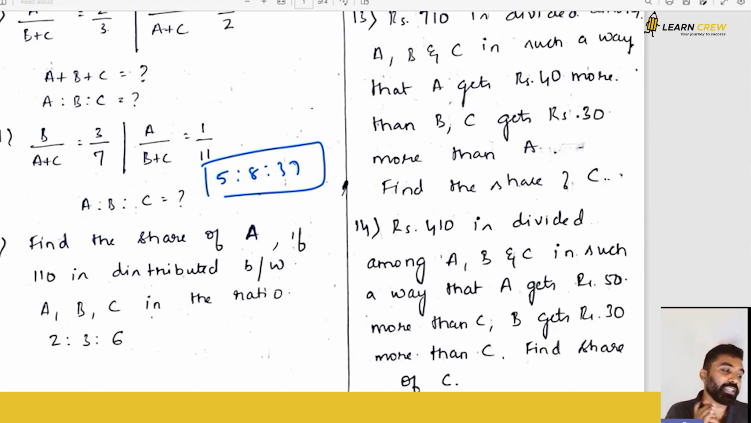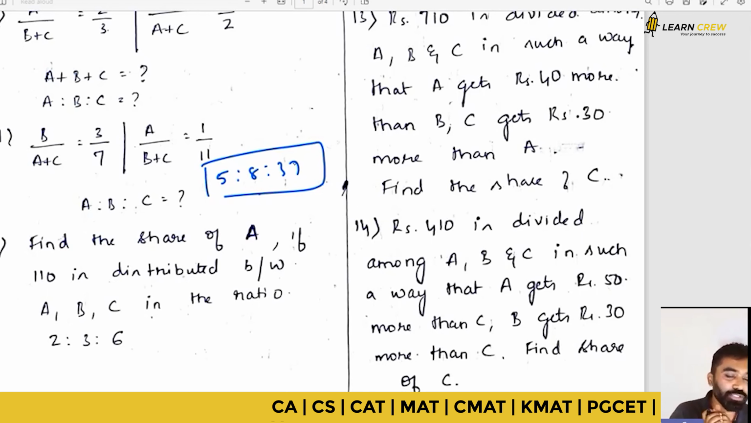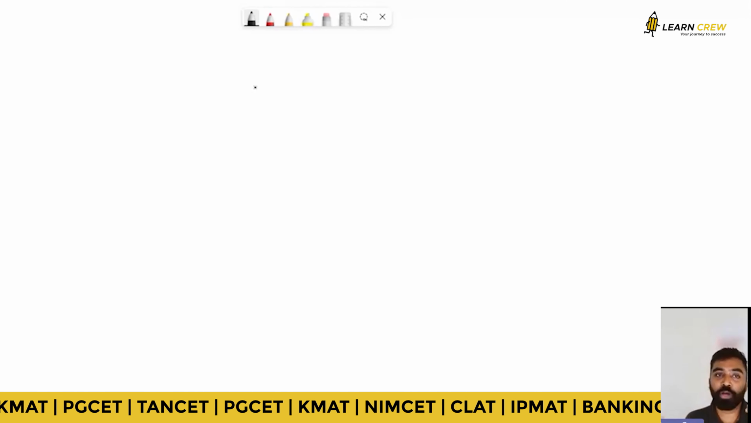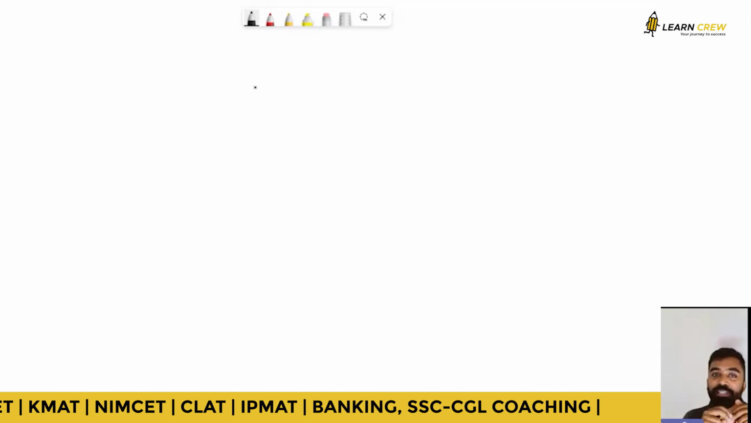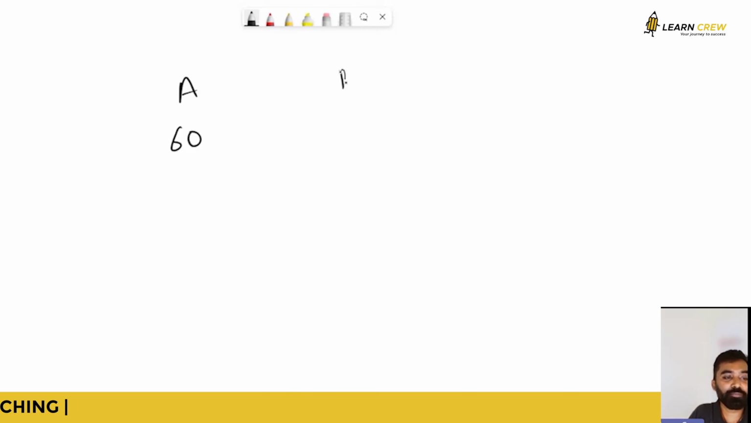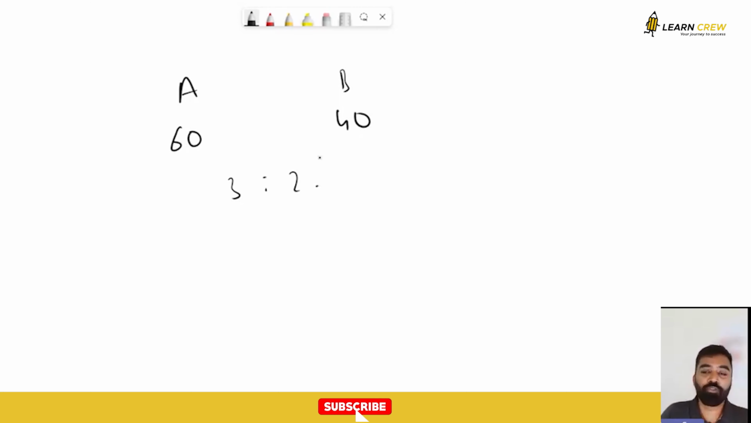The next one. Find the share of A if 110 is distributed between A, B, and C in the ratio 2:3:6. Now, if I'm giving 100 rupees to two different people, and this 100 rupees I'm going to split such that for person A I'm going to give 60 rupees, and for B I'm going to give 40 rupees. What's the ratio between them? 3:2. In this ratio, they are getting the amount 100 rupees.